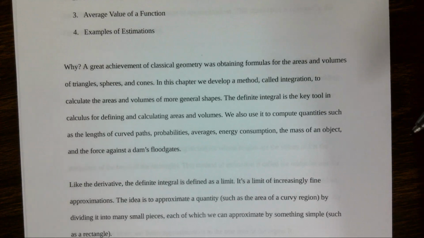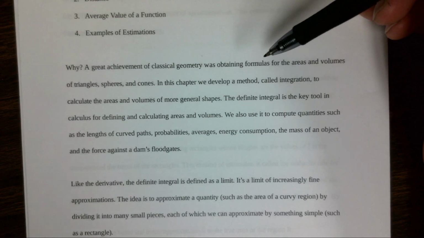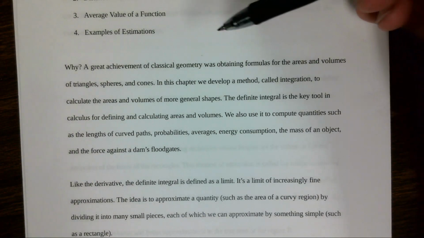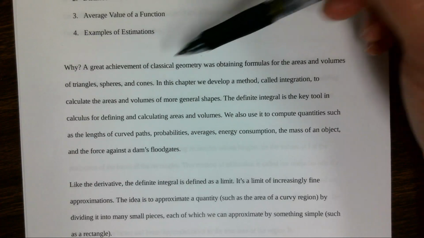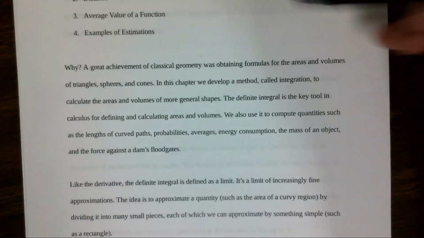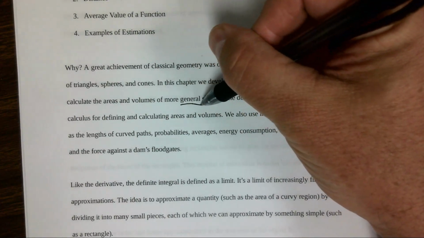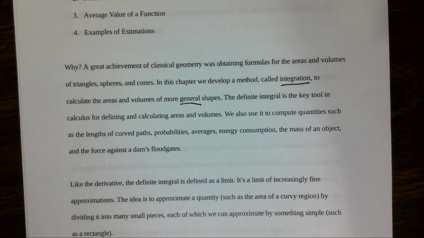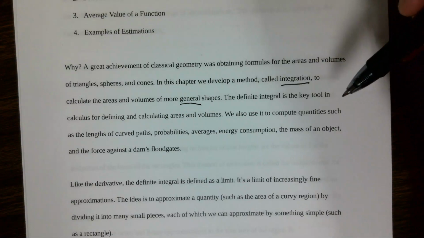While you're studying this, a great achievement of classical geometry was obtaining the formulas for the areas and volumes of traditional shapes like triangles, spheres, and cones. In this chapter, we develop a method called integration to calculate the areas and volumes of more general shapes, ones that don't have sharp lines or edges. The definite integral is the key tool in calculus for defining and calculating areas and volumes.